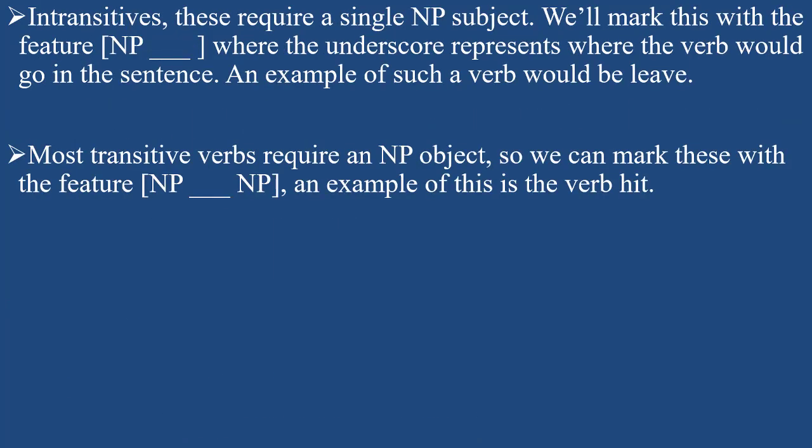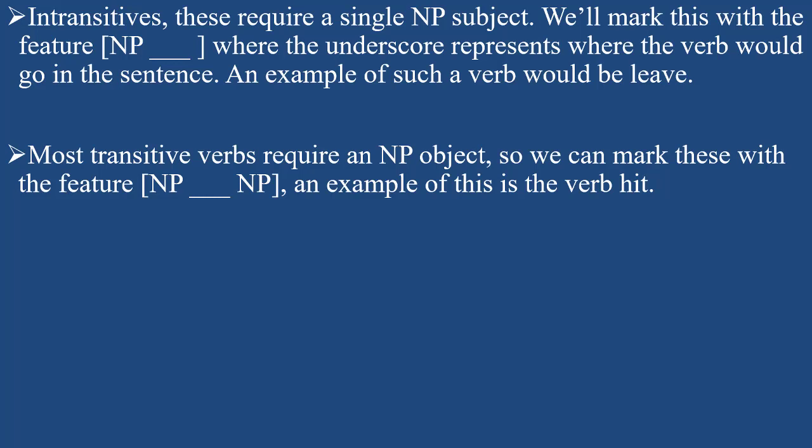Intransitives require a single NP subject. We mark this with the feature NP, and then we have the slot of intransitive verbs, where the underscore represents where the verb would go in the sentence. An example of such a verb would be leave. We say John left, for example. Intransitive verbs only require an NP, which is the subject, no object. So they have a valency of 1. They require one argument, which is the NP subject.